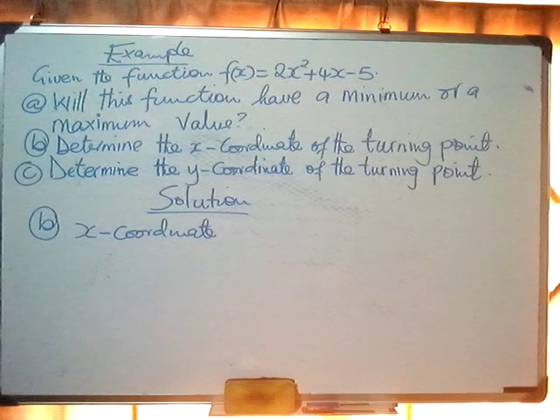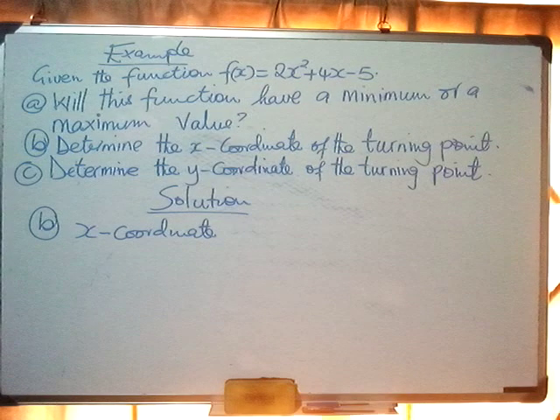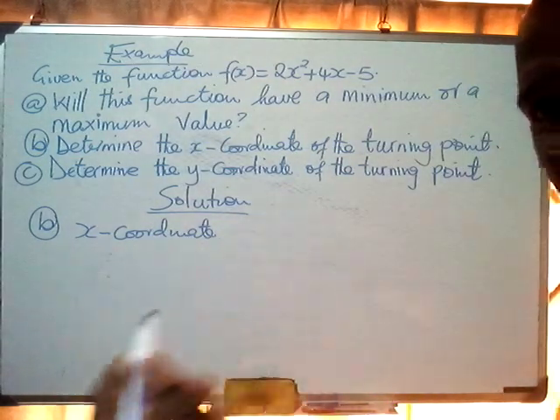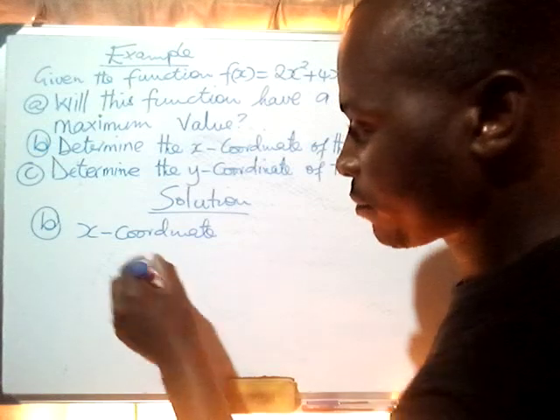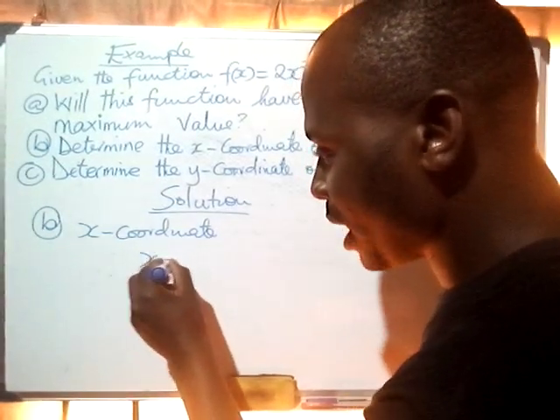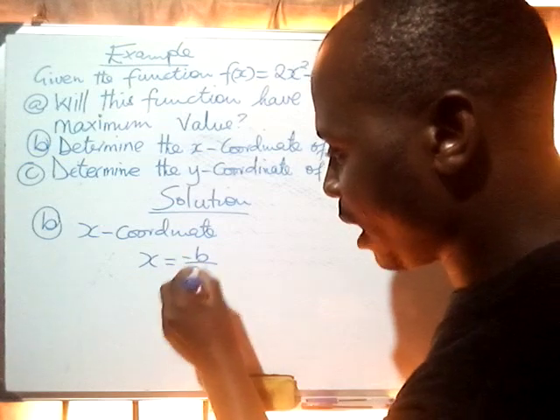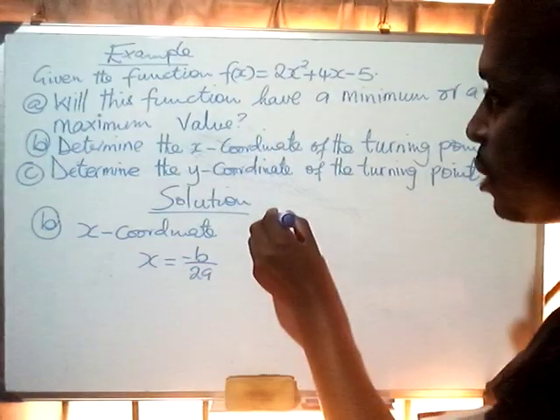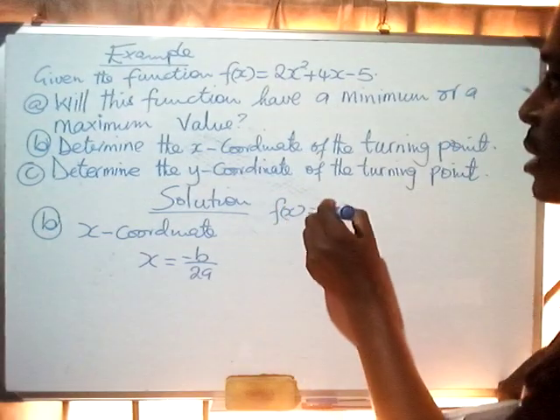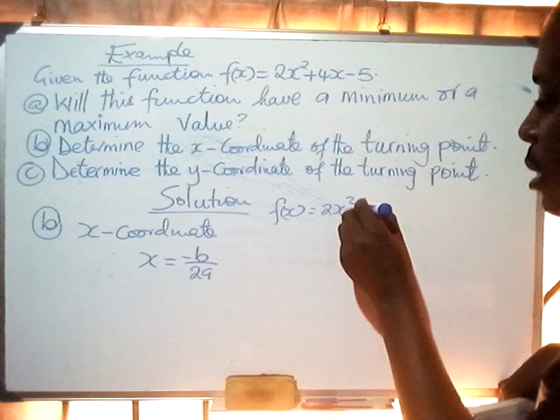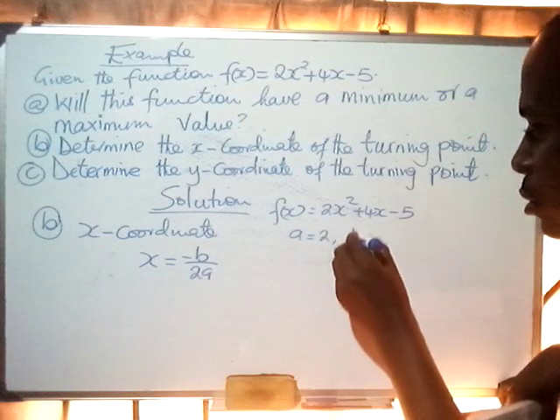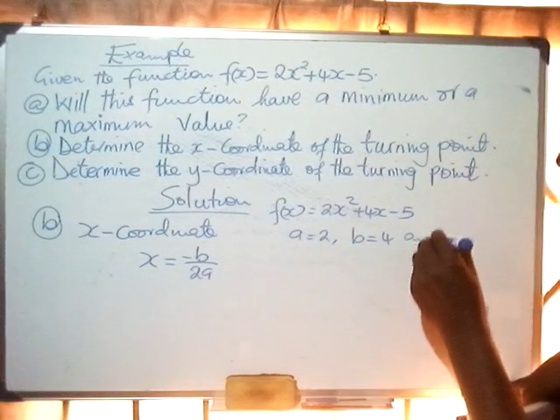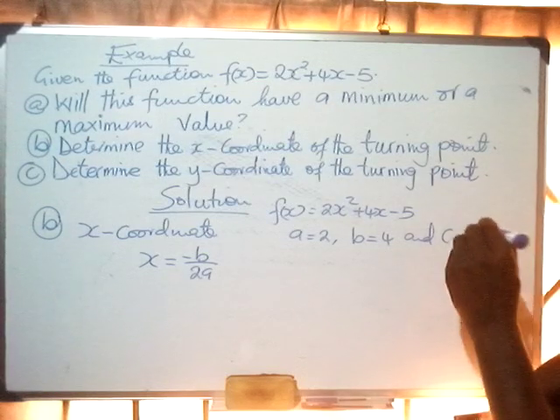For question number B, we are determining the x-coordinate of the turning point. Remember the formula. How do we find the x-coordinate of the turning point, which is the same as the axis of symmetry, or the equation of the axis of symmetry? We say the formula is negative b over 2a. In this function, f of x is equal to 2x squared plus 4x minus 5, our a is 2, our b is 4, and our c is negative 5.